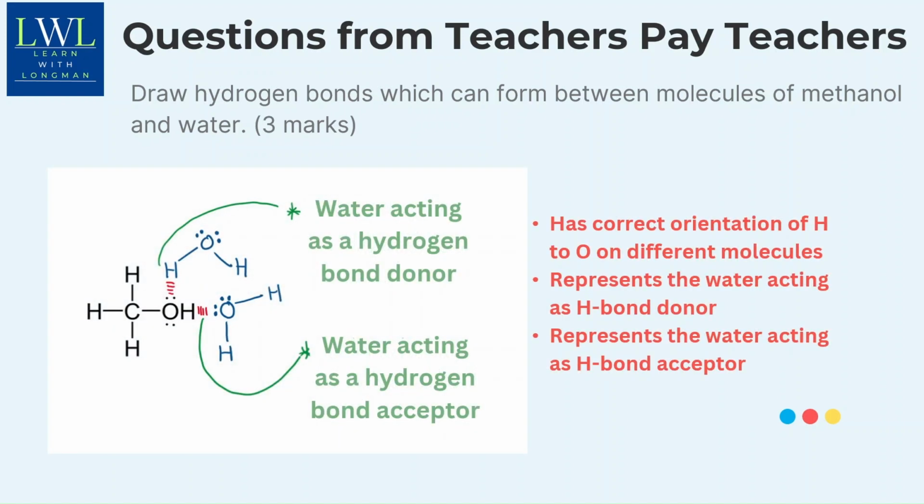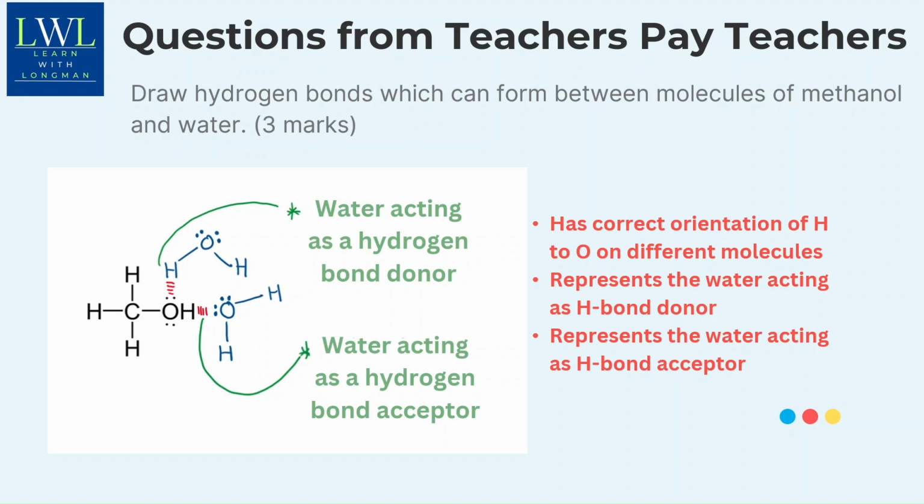Here's my diagram, and hopefully yours looks quite similar. We have the methanol here, which is the CH3OH, and I've drawn 2 water molecules around the methanol. The reason I've drawn 2 is because we're adding on a little bit of added information here, and we're talking about hydrogen bond donors and hydrogen bond acceptors. And in this diagram, at the top, the water is acting as a hydrogen bond donor. It's still a hydrogen bond which is occurring between the oxygen on the methanol, and the hydrogen on the water.